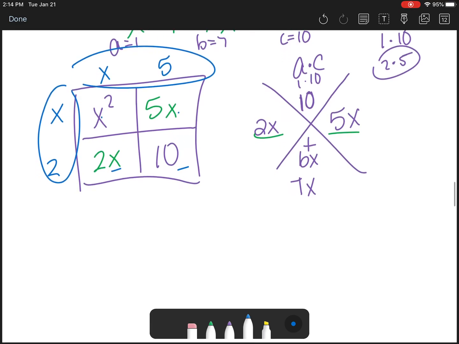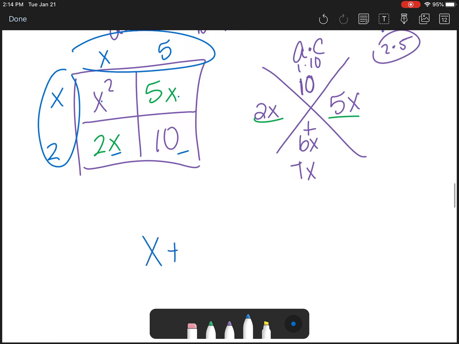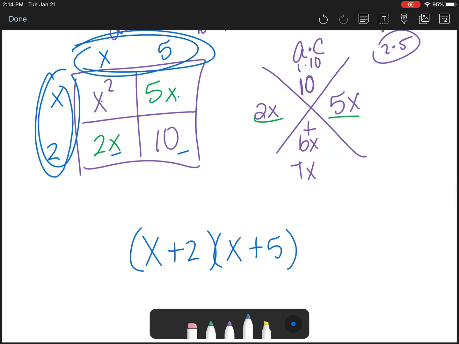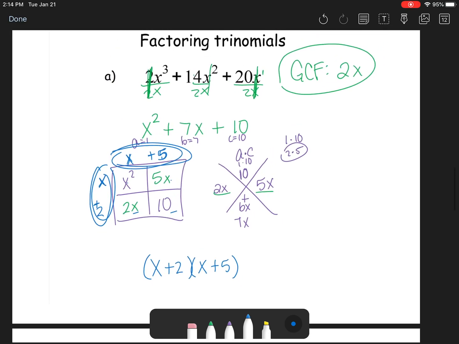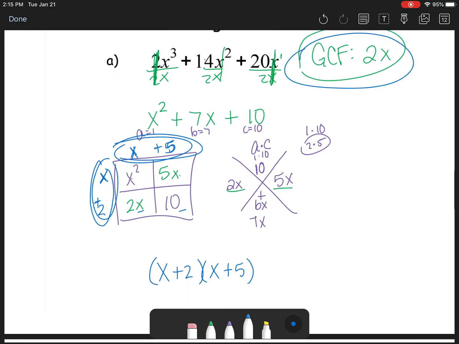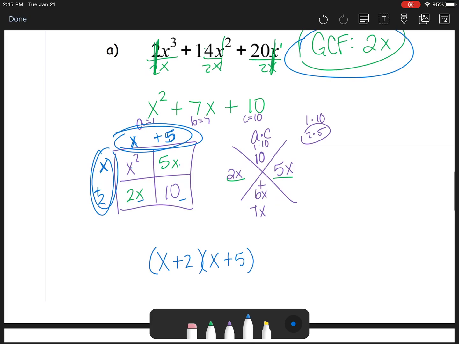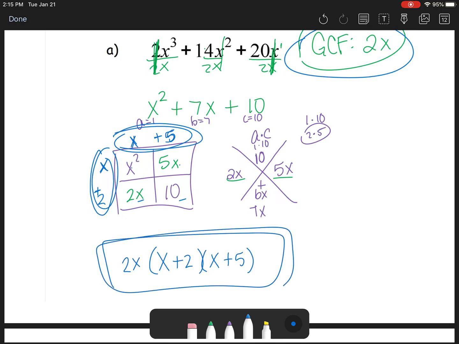So now we have our binomials. We've got x and a positive 2, and then we've got x plus 5. Remember, we just take those from the top and the side of our box. Here's our x and our positive 2. Here's our x and our positive 5. The last thing you need to remember is to incorporate your greatest common factor. So if we were to factor 2x cubed plus 14x squared plus 20x, we would get 2x times x plus 2 times x plus 5. And that would be our completely factored form.